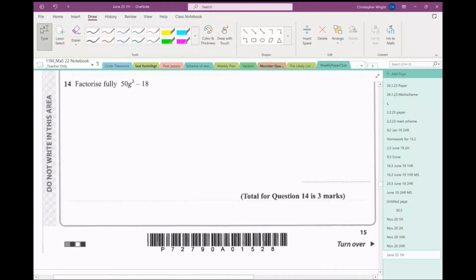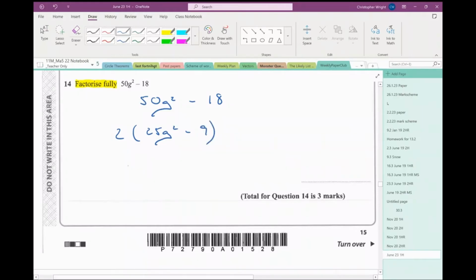Question 14, factorise fully. I wonder if once I take something out, I'm going to be left with the difference of two squares or something like that. Let's have a look. So I've got 50g squared minus 18. Well, clearly all I can take out is a numerical value, isn't it? 50 and 18. I can take out 2. It's going to give me 2 lots of 25g squared minus 9.